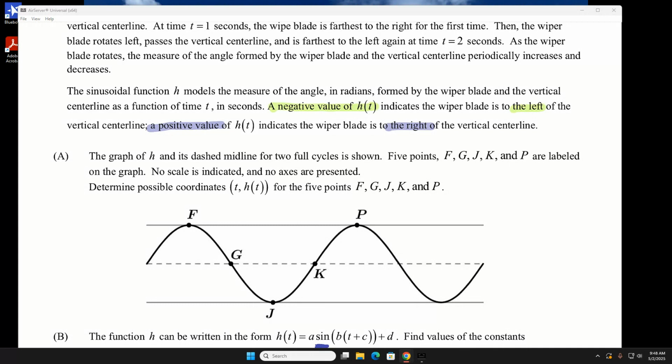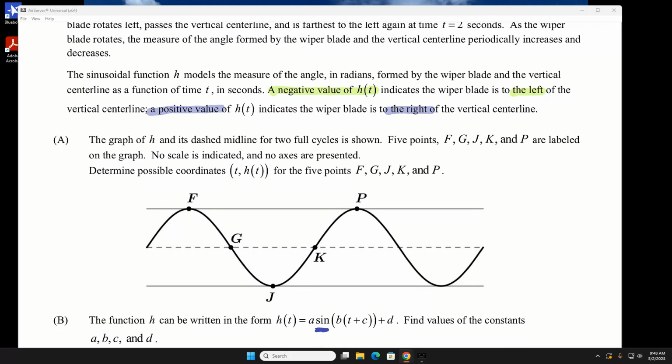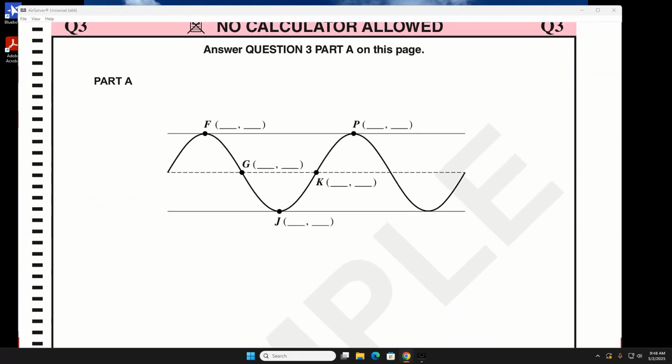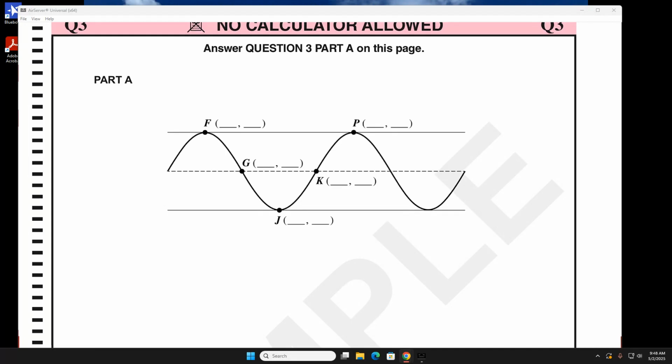Okay, the graph of h has a dashed midline, and its dashed midline for 2 full cycles is shown. 5 points F, G, J, K, and P are labeled on the graph. No scale is indicated. No axes are presented. Determine the possible coordinates for 5 points F, G, J, K, and P. There are an infinite number of answers that are correct on this, and so the person grading your test will know what's correct and what's not correct. But we typically do it the same way each time. There are some common answers.